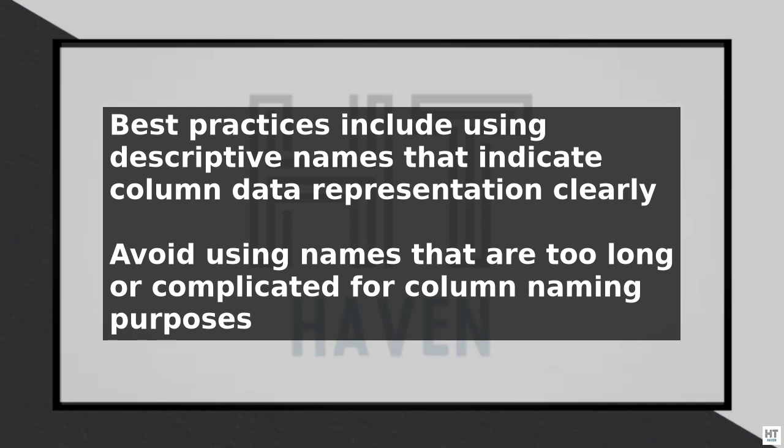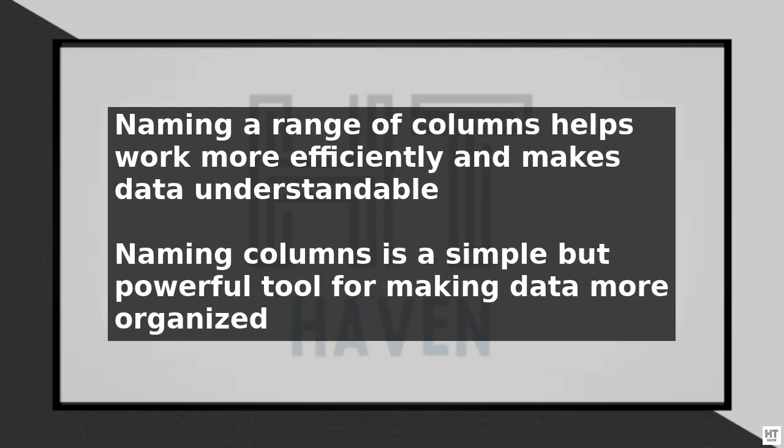In addition to naming individual columns, you can also name a range of columns. To do this, select the range of columns you want to name. Then go to the Format tab and select Define Named Range. Enter a name for the range and click Done.